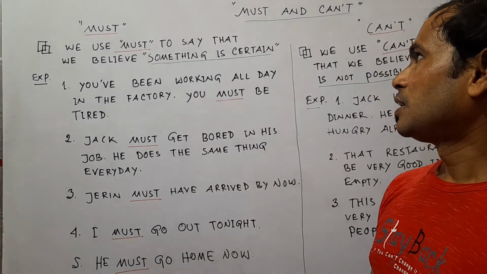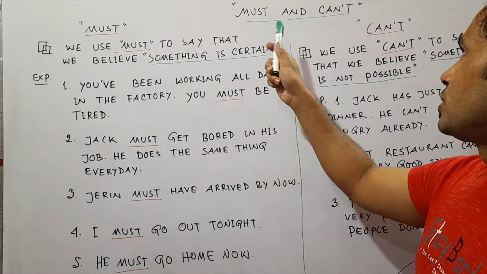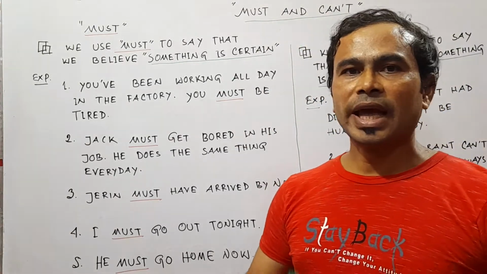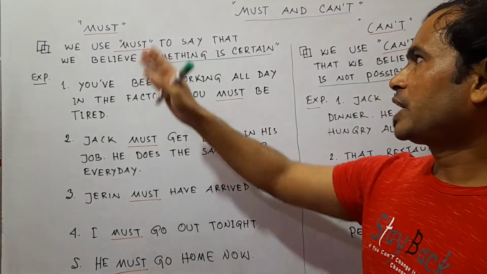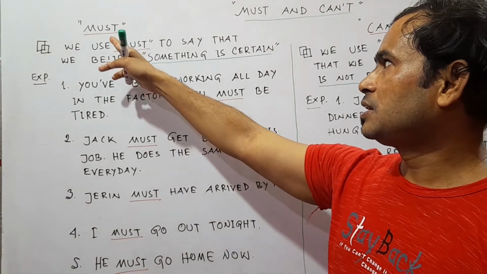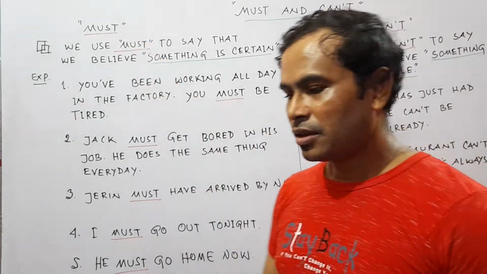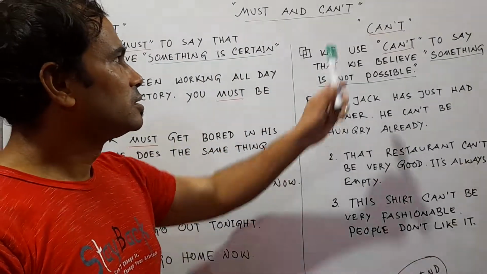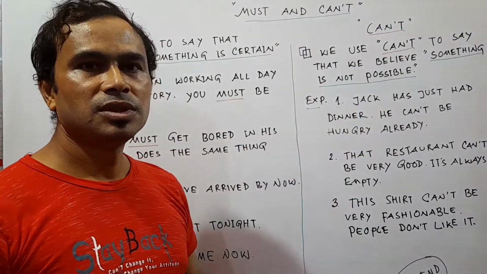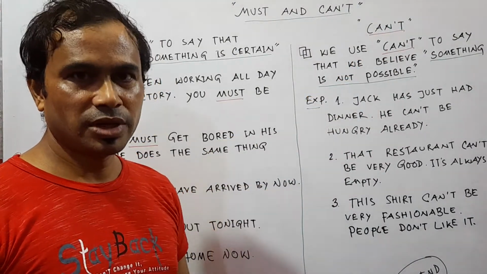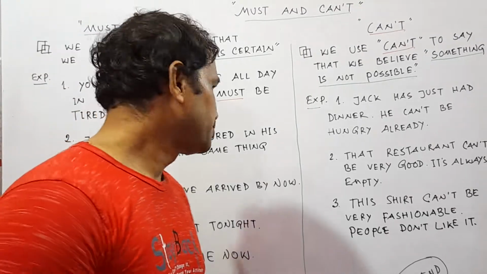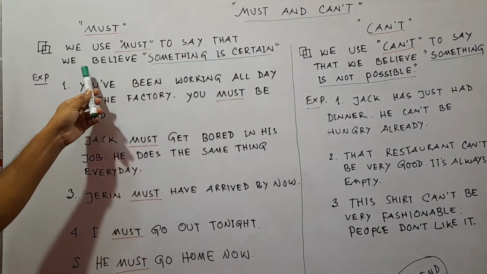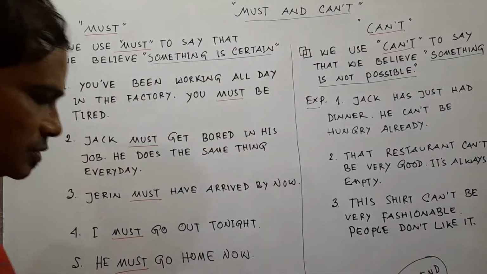Friends, here you see my today's topic is about must and can't. At first, I'll try to describe must elaborately. Then I will tell you about can't elaborately.